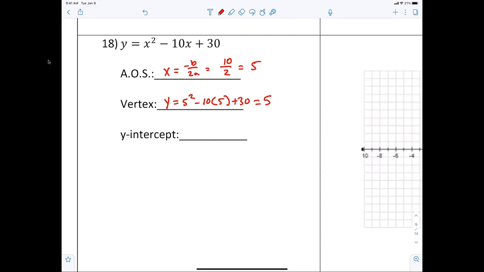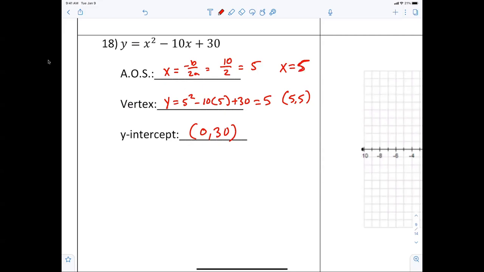So the vertex now is what? I think it's 5, 5, right? So that makes the y-intercept what? 0, 30. Now remember, the vertex and the y-intercept are points. The axis of symmetry is a line. All right, the axis of symmetry is a line.